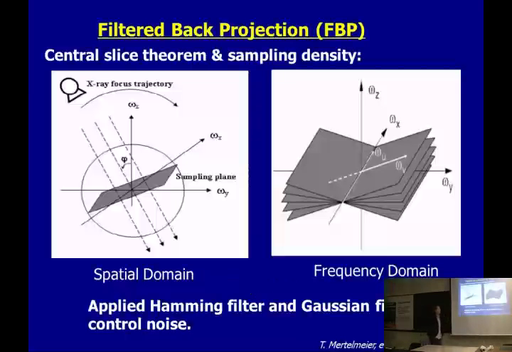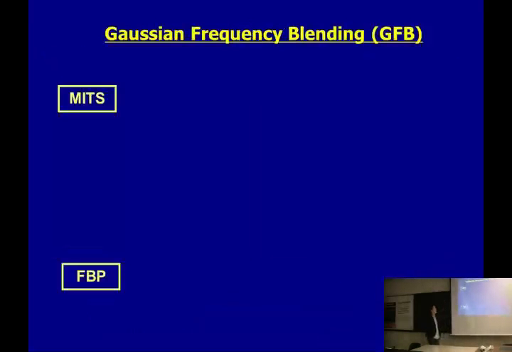There are also other methods called filtered back projection. This algorithm is preferred by most manufacturers because it's fast and easy to apply. Basically, you can consider that in the Fourier space, we are doing projection images, multiple projections, based on the central slice theorem, and with the Fourier transform, we can apply filters to control noise.